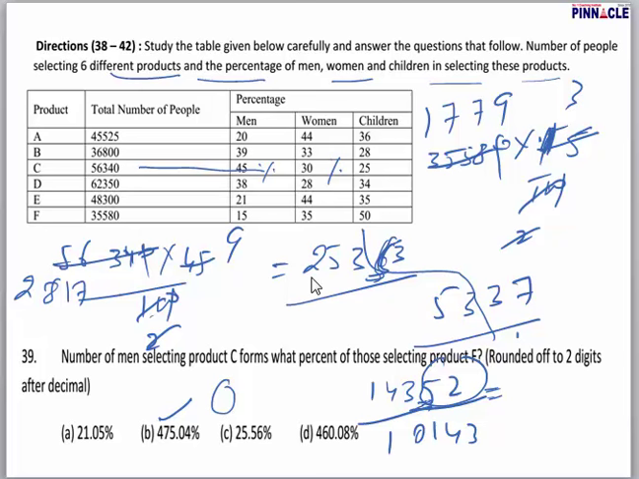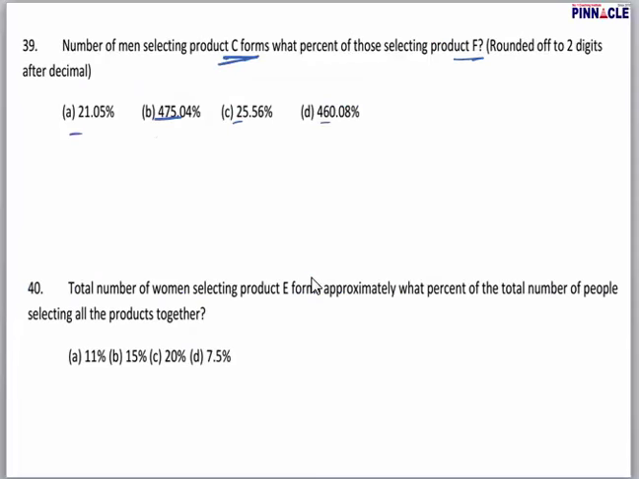Now question number 40. Total number of women selecting the product A forms approximately what percent of the total number of people selecting the product all together? The answer options are 11%, 15%, 20% and 7.5%. You can find the answer to this question.